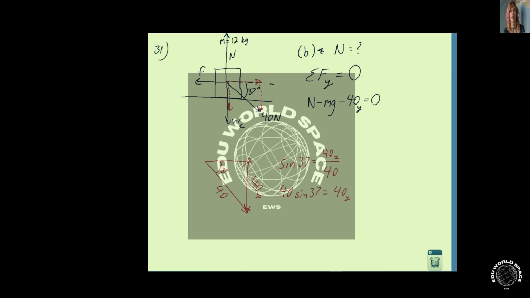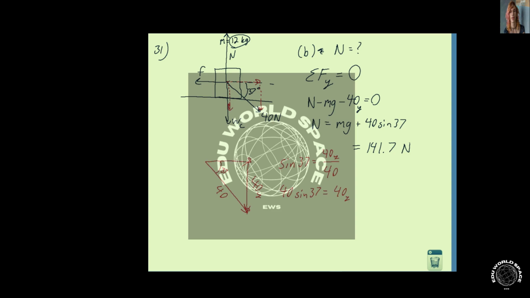So solving above for the normal force, we have the normal force is equal to mg plus 40 times the sine of 37. Plugging those into our calculator and remembering that m is 12 kilograms, we have 12 times 9.8 plus 40 sine 37. We end up with a normal force equal to 141.7 newtons. That's bigger than mg because we're pushing down on the chair.